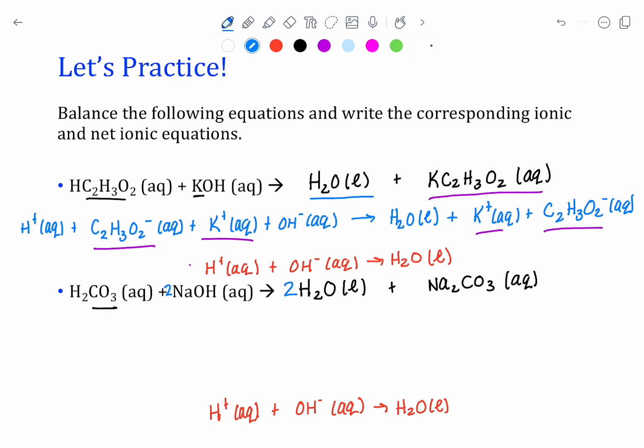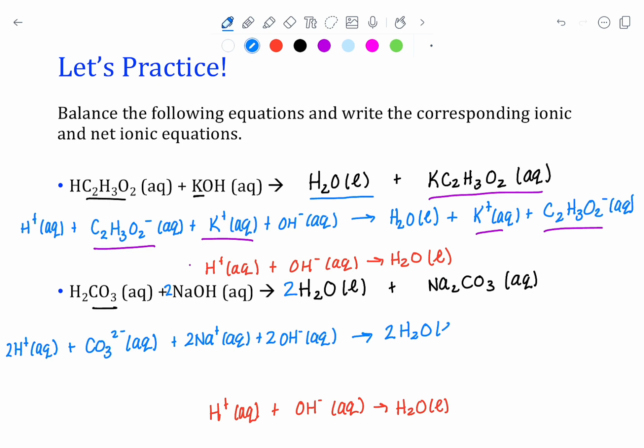Okay, and our last one, all we have to make sure we keep track of is our balancing in our ionic equation. So we have 2 H pluses that are aqueous, and 1 carbonate ion with a 2 minus charge that's aqueous. Then we have 2 sodiums and 2 hydroxides. Oops, that should be an OH. OH minus, there we go. Again, water is our product that's going to stay together. So we're going to keep that as is and put our 2 out in front.